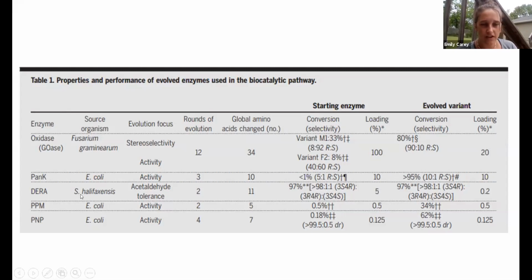Here for DERA, they focused on acetaldehyde tolerance. Aldehydes are really damaging to proteins, so they were worried that having a lot of this acetaldehyde was going to ruin the protein, so they wanted to train the enzyme to be able to handle it, and they did it perfectly. The loading percent looks like it hasn't changed a lot, but it really changed 25-fold, which was really impressive. That was basically the only thing that changed, and it only took 2 rounds of evolution, which I thought was pretty cool.